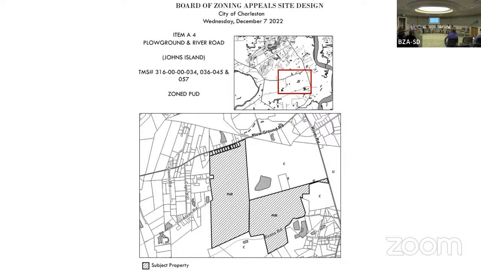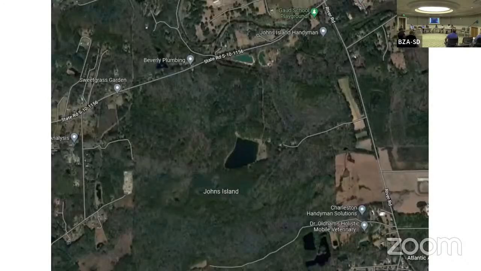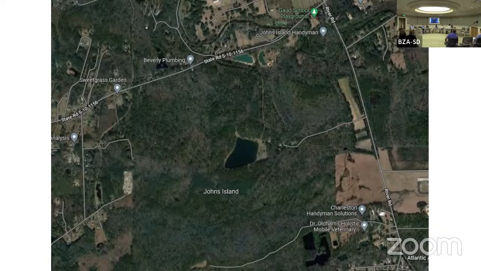This property is over 450 acres in size combined. Zone PUD. So it has frontage on Plow Ground Road and a small frontage on River Road, as you see there in purple. Totally wooded site. We'll get into the amounts of freshwater wetlands present on the site and the mix of pine and hardwoods.